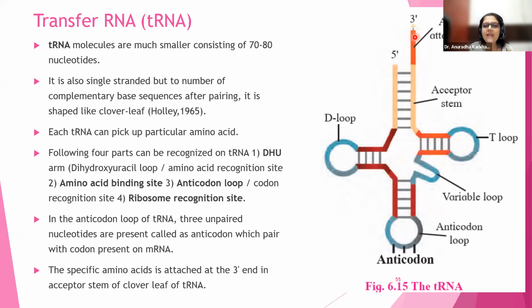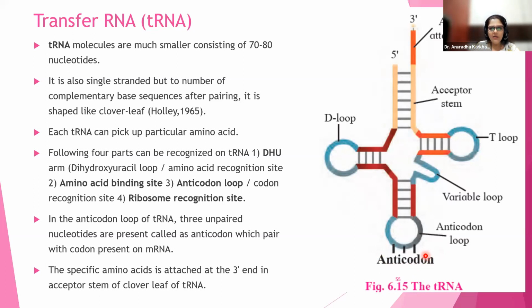So what decides which amino acid should go and sit on that 3 prime end? That will be decided by this sequence called the anticodon. What do we call it? Anticodon. Now what do you mean by this anti? Anti means against. First we need to understand what a codon is.